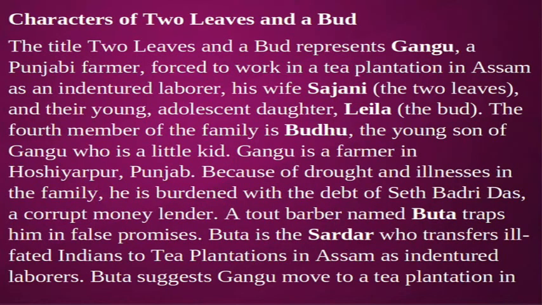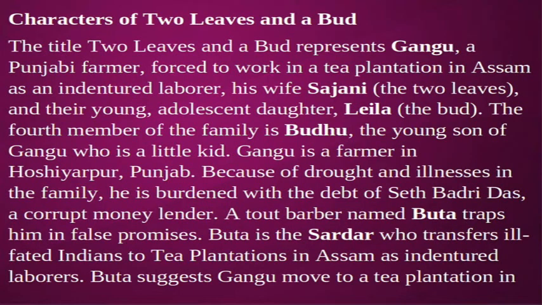Characters of Two Leaves and a Bud. The title Two Leaves and a Bud represents Gangu, a Punjabi farmer forced to work in a tea plantation in Assam as an indentured labor, his wife Sajani, the Two Leaves, and their young adolescent daughter Leila, the Bud. The fourth member of the family is Budhu, the young son of Gangu, who is a little kid.